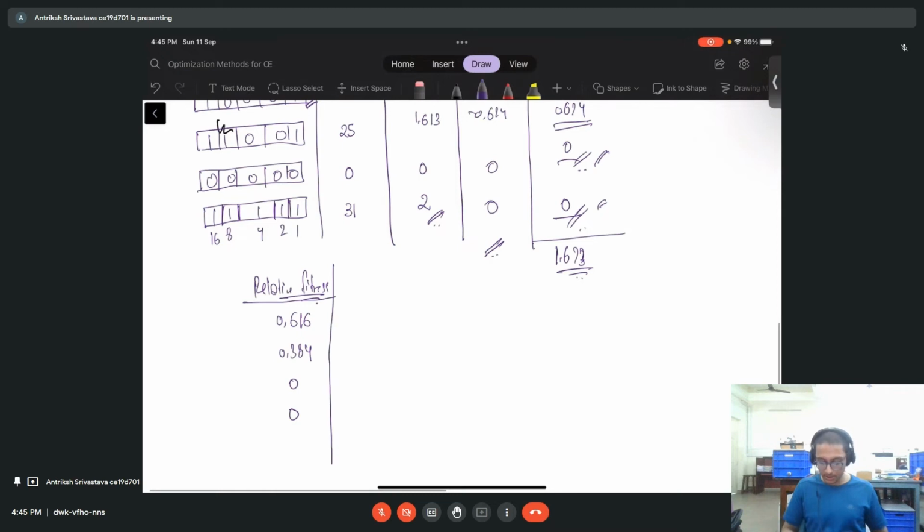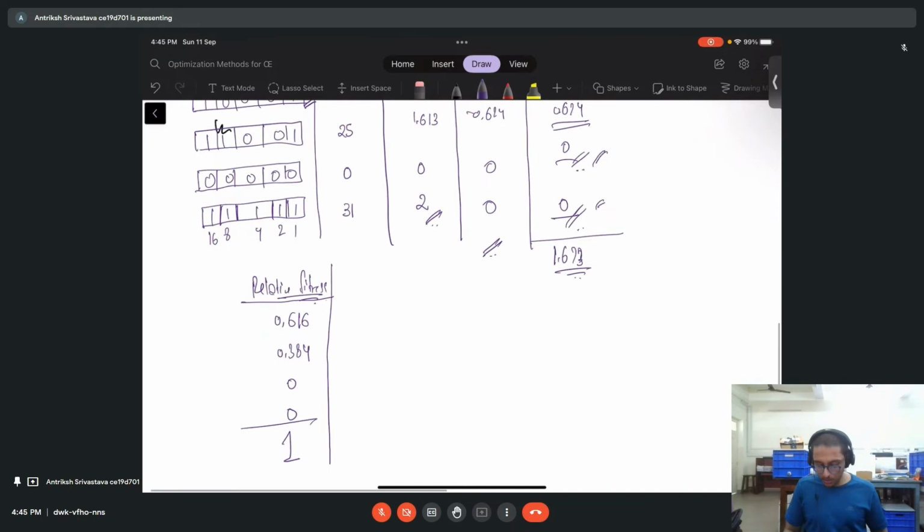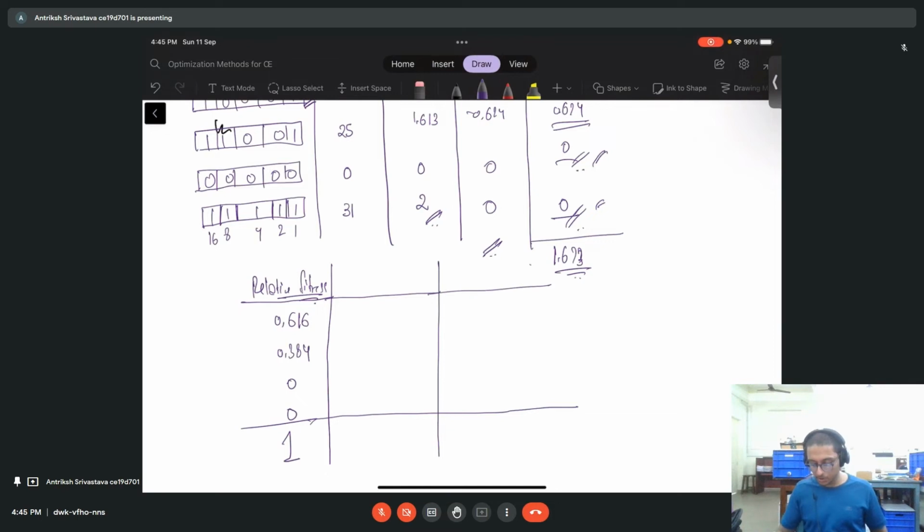Is this clear, Mr. Pankaj? The sum will be 1 now. Yes, sir, I know. So now, based on this, what is the next variable that we want to compute?